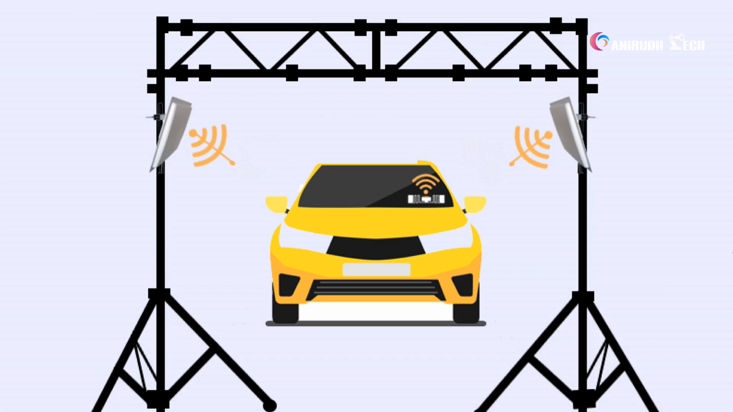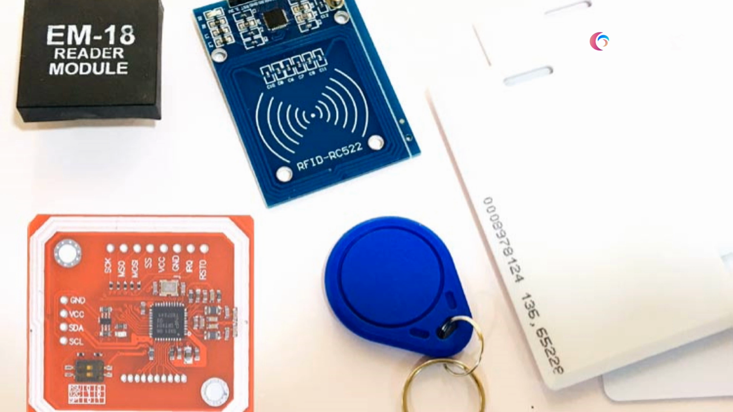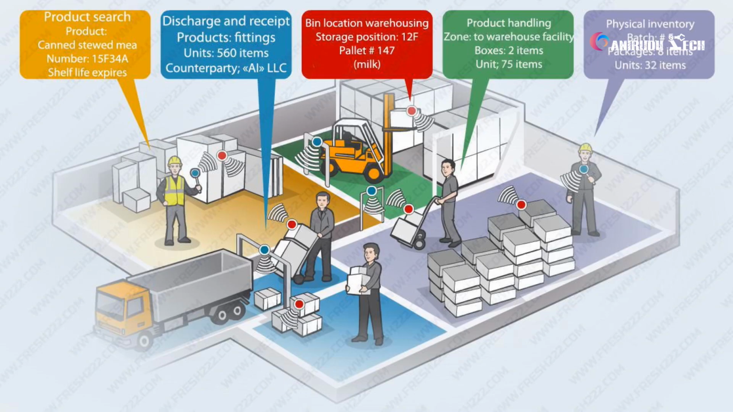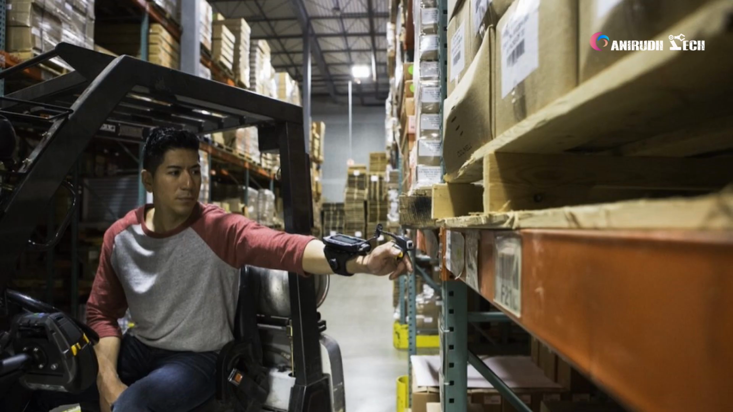RFID uses electromagnetic fields to automatically identify and track tags attached to objects. An RFID system consists of a tiny radio transponder, a radio receiver, and transmitter. When triggered by an electromagnetic interrogation pulse from a nearby RFID reader device, the tag transmits detailed data, usually an identifying inventory number, back to the reader. The number can be used to track inventory goods.